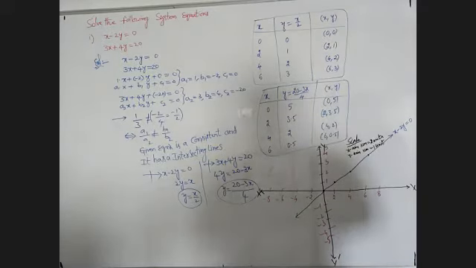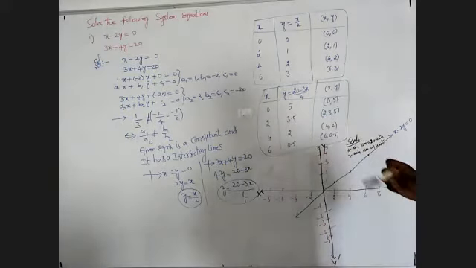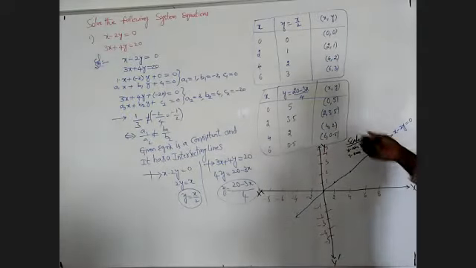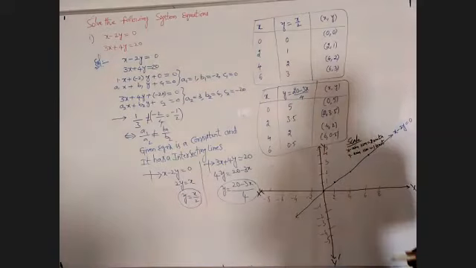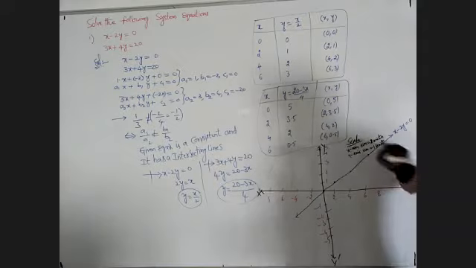And also we have to take another line. What is the other line? This is the other line, 3x plus 4y is equal to 20. The first point is 0, 5. On the x-axis we take 0, on the y-axis we take 5. This is 0, 5.